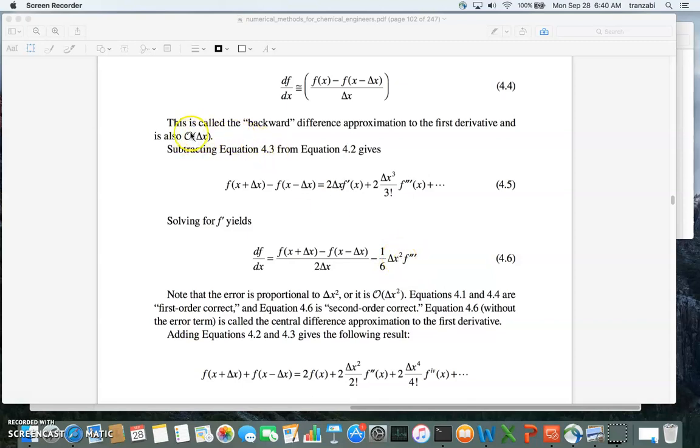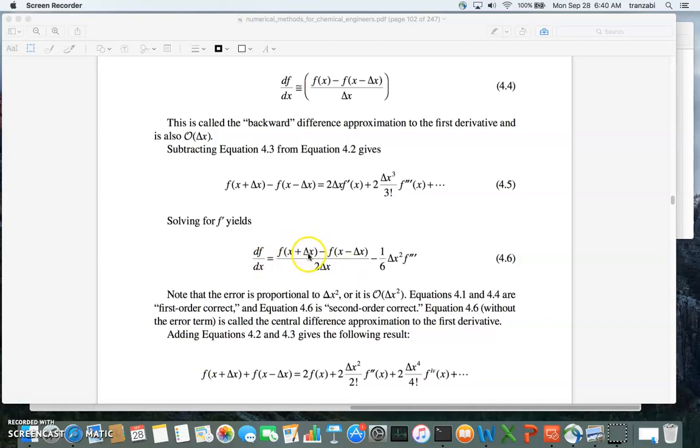Before, the error was on the order of del x. Now the error is on the order of del x squared. So this is called second order approximation, because the power of del x is 2 in the error term. Okay? So this is the third definition of the derivative with respect to x.